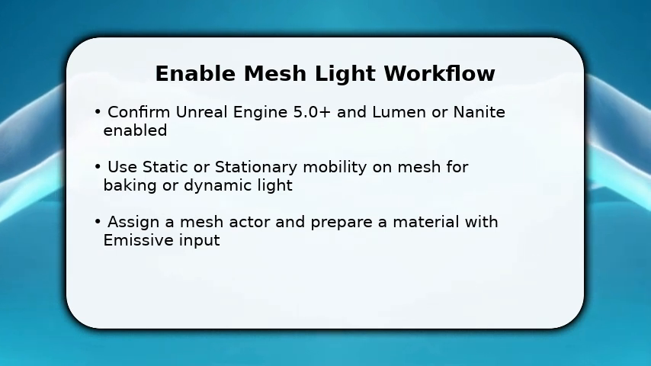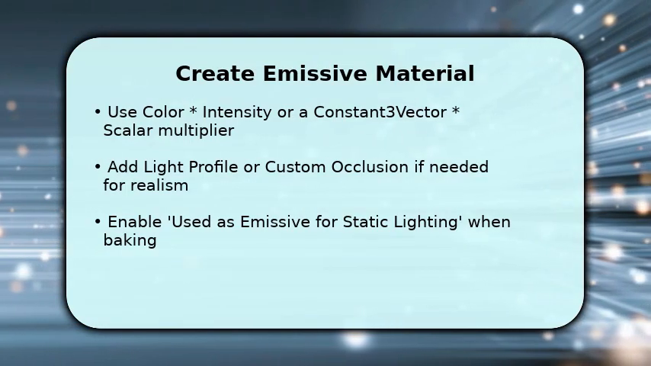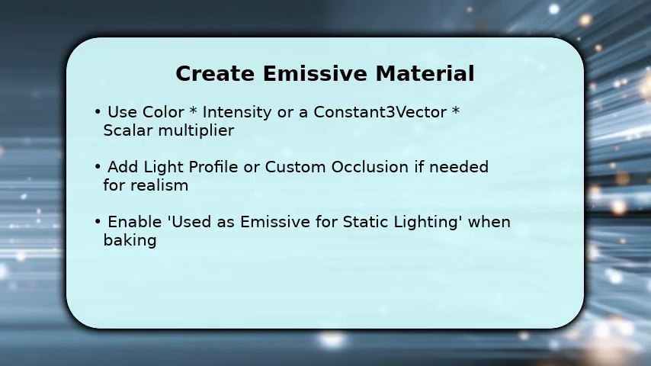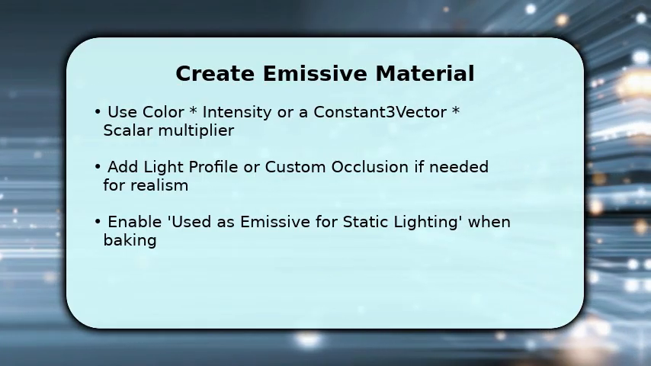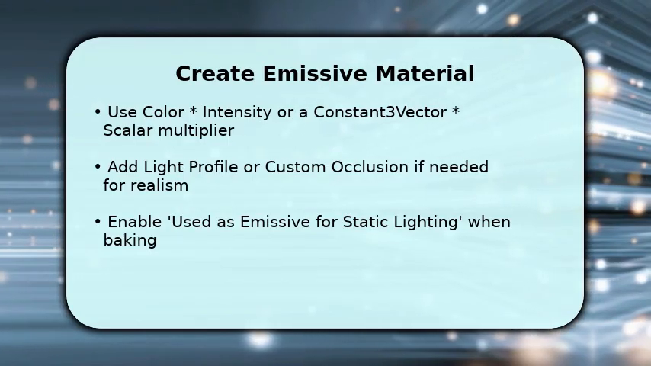Next, you build the emissive material. Combine a constant 3 vector for color with a scalar multiplier for intensity so you control brightness precisely. For example, color * 10. Make sure to plug that result into the emissive input.